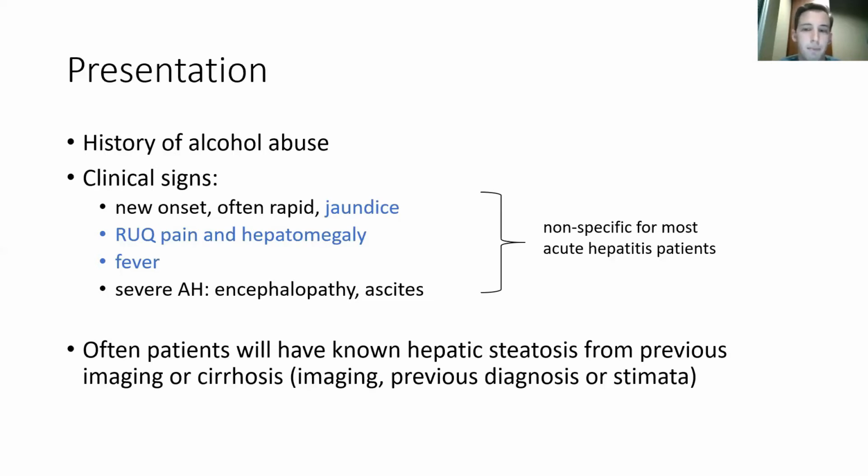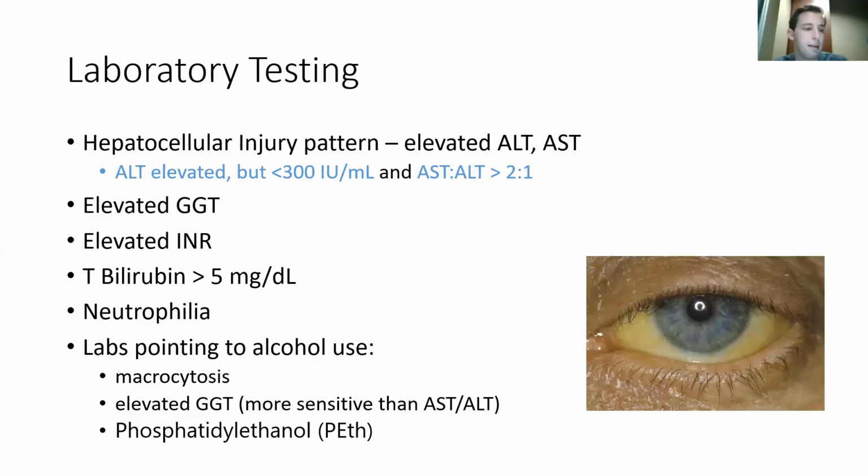When you see lab testing, the key thing that you're always going to see, especially in textbooks, is the AST to ALT ratio of greater than 2 to 1. Also, you'll see an ALT of less than 300. If you see something like a viral hepatitis, that'll be in the thousands, and some of those other drug-induced liver failures will be up in the thousands. So it's not going to be super high, but it won't be insignificant when you're looking at your CMP.